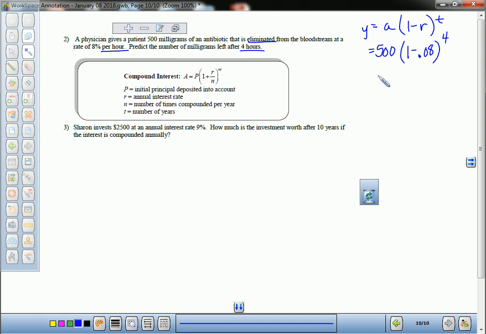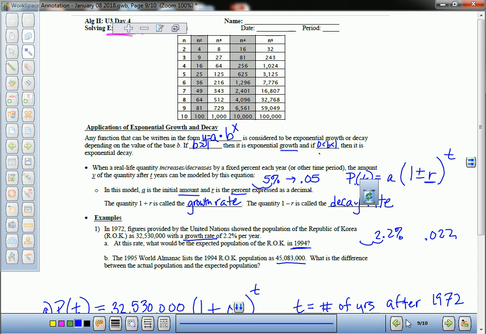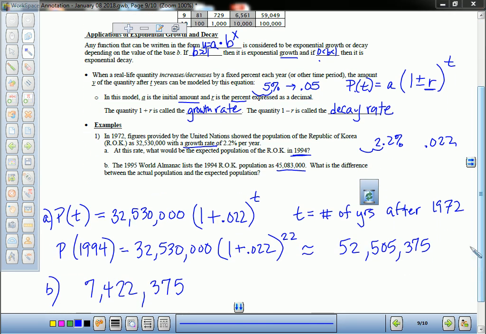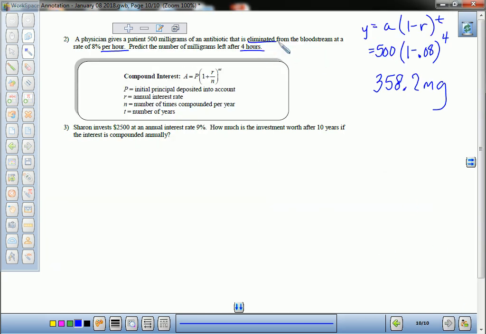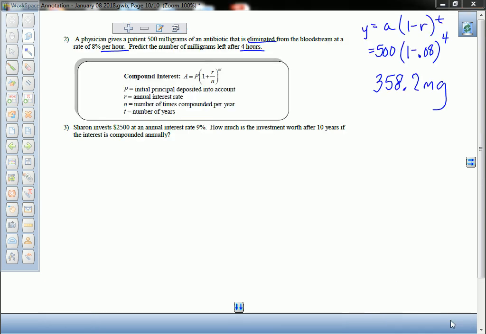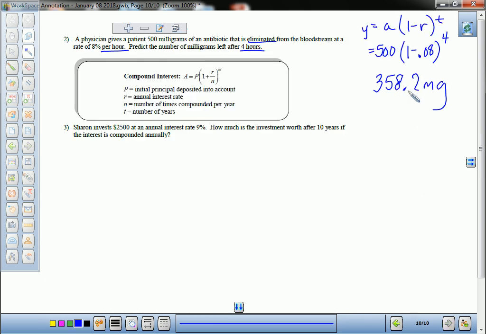Okay, so when we plug this in, we're going to get that we have 358.2 milligrams of medication left after 4 hours. Now, did you notice with the people, I didn't have a decimal? You have to be careful with that. You have to work within the context of your problem. So with people, we're talking about wholes. But with the amount, a measurable thing, this is discrete, this is continuous. So I can have a decimal here.